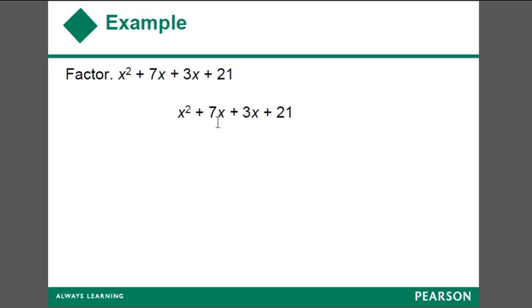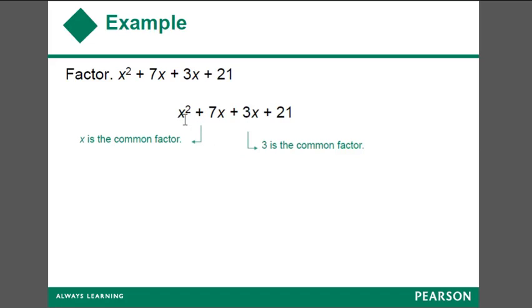Where I look at x squared plus 7x plus 3x plus 21, I don't want to combine my like terms. I actually want to leave them the way they are. I want to look at my first two terms and factor out what's common there, and then look at my second two terms and factor out what's common there. Notice in my first two terms, my common factor is an x. In my second two terms, my common factor is a 3.